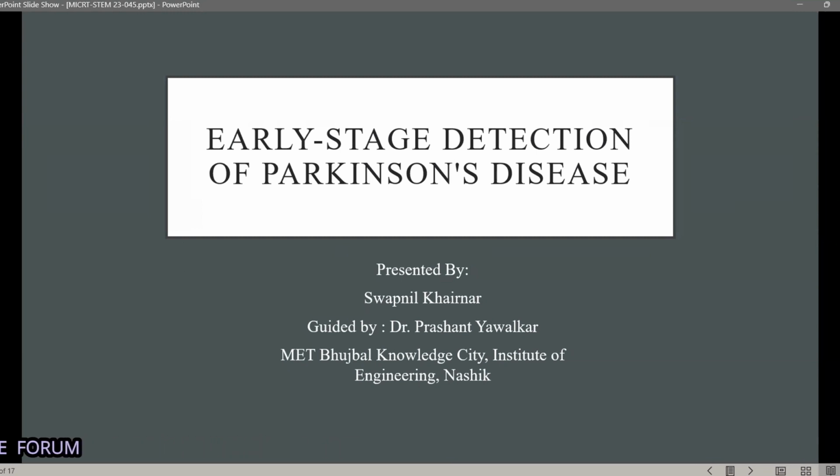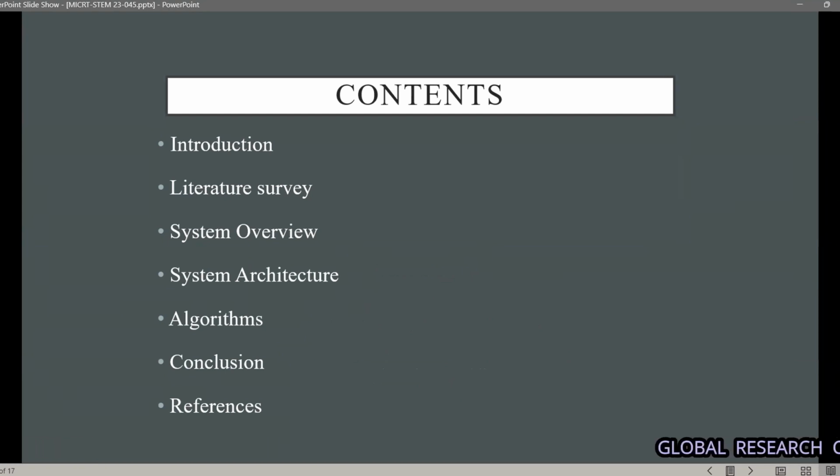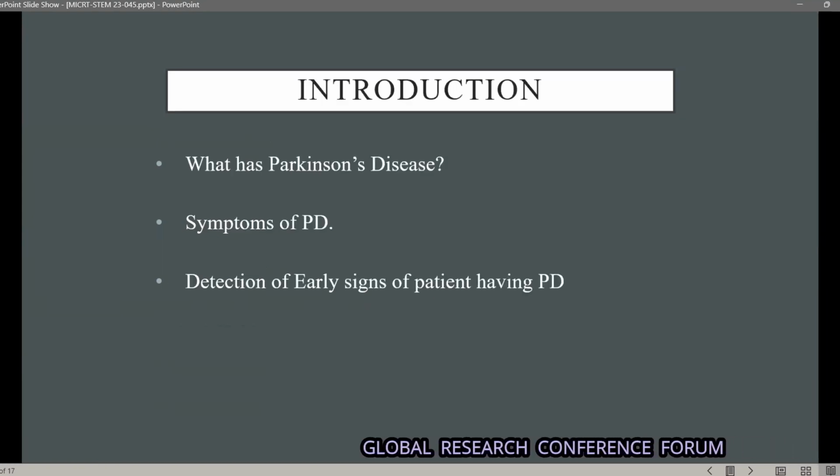And my guide is Dr. Prashant Yavekar sir from MIT Bhujbal Knowledge City, Institute of Engineering, Nasik. The contents of the paper are listed below. Starting from the introduction, we'll go step by step to the conclusion.